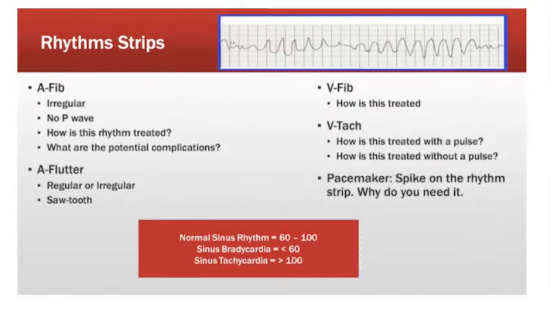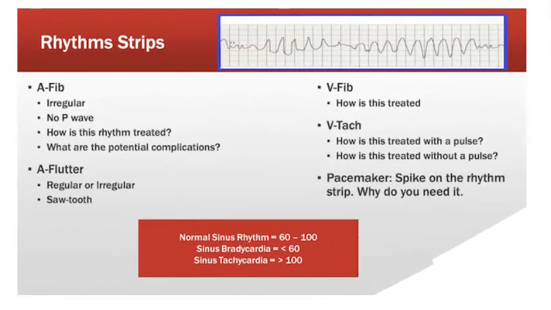So for your test, the rhythms that you are going to have to be familiar with are as follows: atrial fib, atrial flutter, V-fib, V-tach, pacemaker, sinus rhythm, sinus bradycardia, and sinus tachycardia.